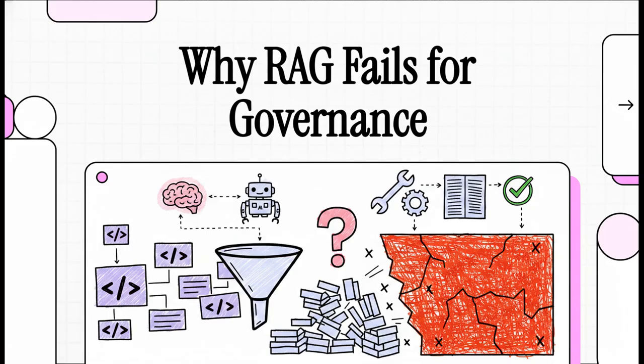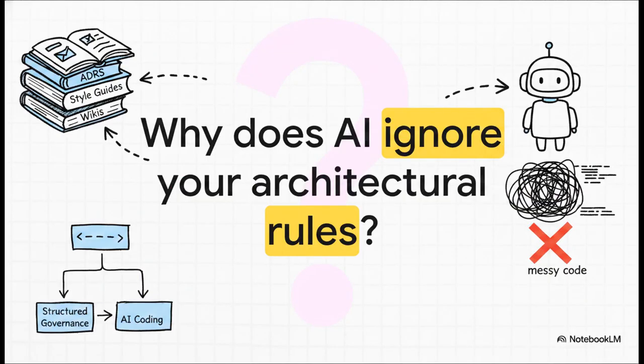But there is this silent, massive roadblock that almost every single engineering team hits the second they scale past a basic prototype. And it all revolves around how we actually govern the code these AI models are generating. I mean, think about it. You've got an established set of architectural decisions, ADRs, style guides, team conventions, your internal wikis. And naturally, you want your AI assistant to actually respect them.